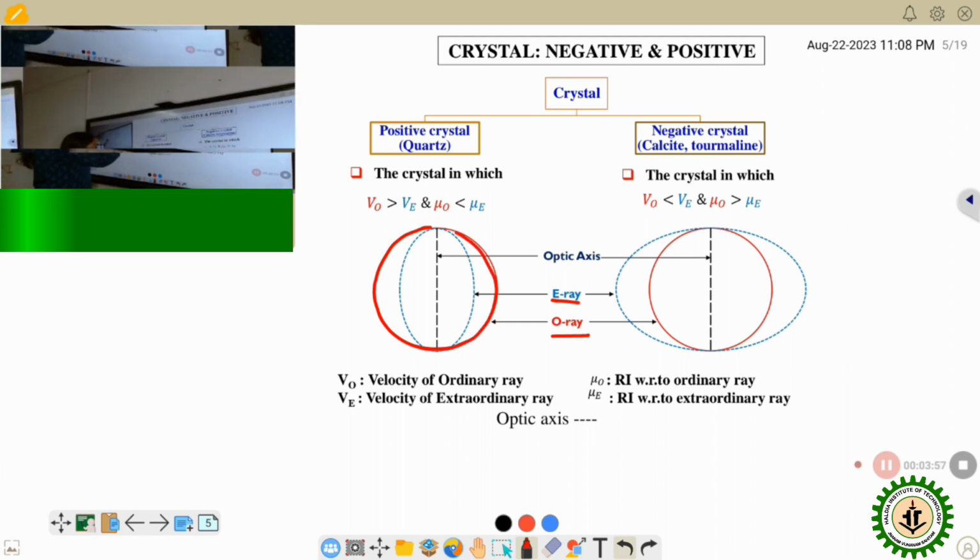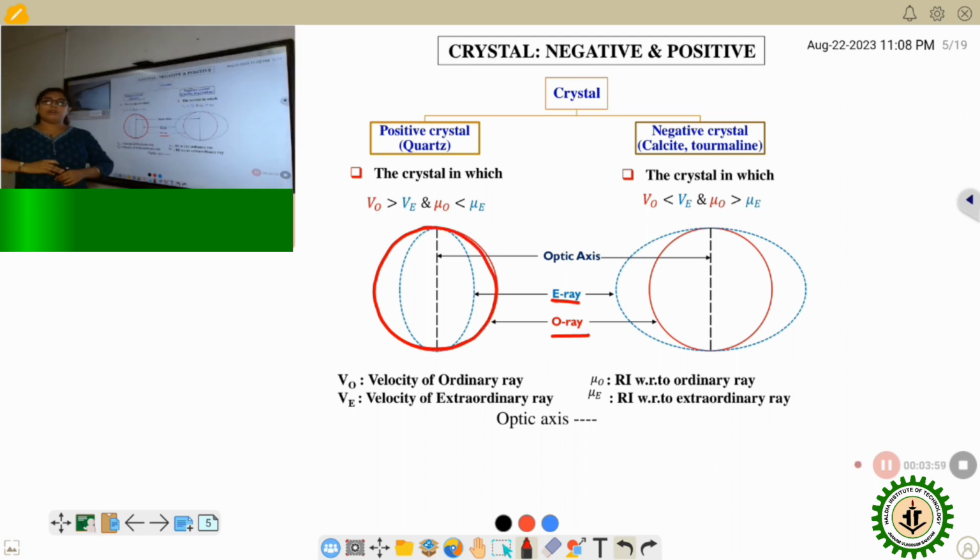Okay. So as O ray travels along all the directions with same velocity, the wavefront is spherical, but E ray does not do so. The velocity of E ray depends on the material of the crystal, and as a result of it, E ray moves with different velocity along different directions inside such anisotropic crystals. As a result of it, the wavefront of the E ray, given by the dotted line here, is elliptical.